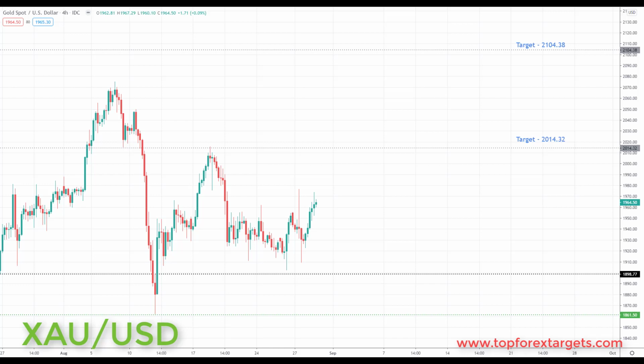And last but not least, we have gold. Now, last week we started the week in this area and we were looking for moves to the upside, but we pretty much just moved sideways. We didn't really go anywhere last week in gold. We had a very low volatility week in gold.